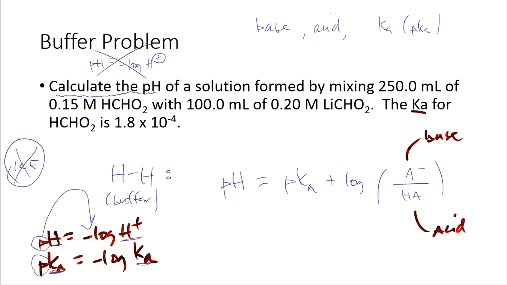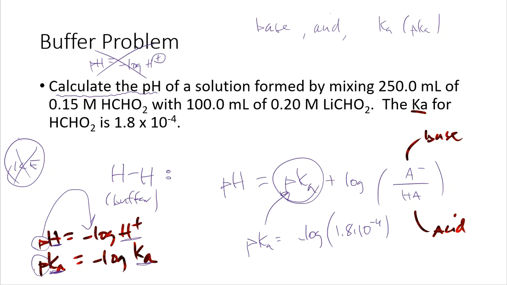So the problem gives me Ka for this HCHO2, and it gives me this number. To calculate the pKa that I need for this problem right here, I need that value. The problem doesn't do me a favor. It doesn't give it to me. I'm going to have to do it myself. So I'm going to take negative log of parentheses 1.8 times 10 to the negative 4.